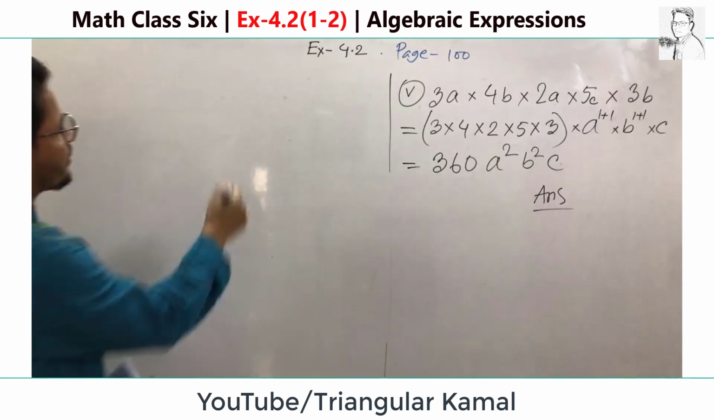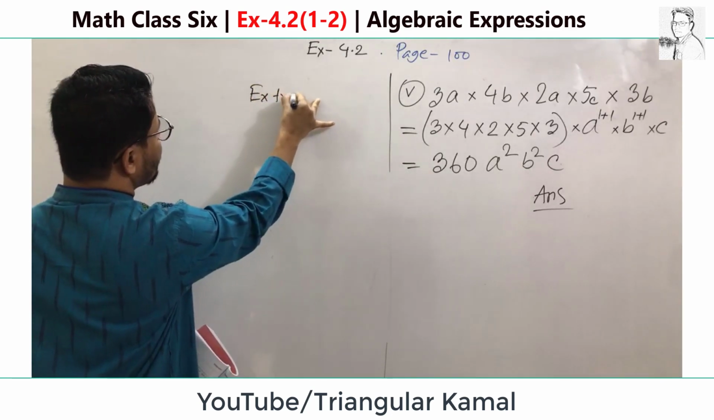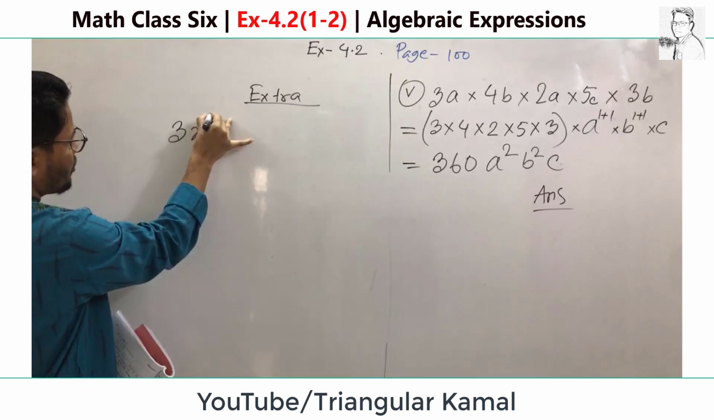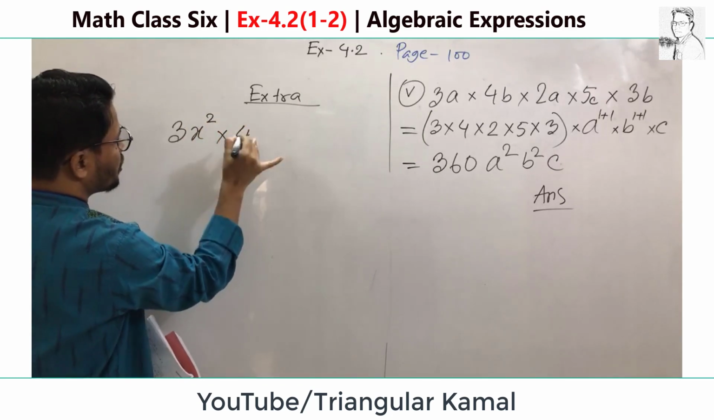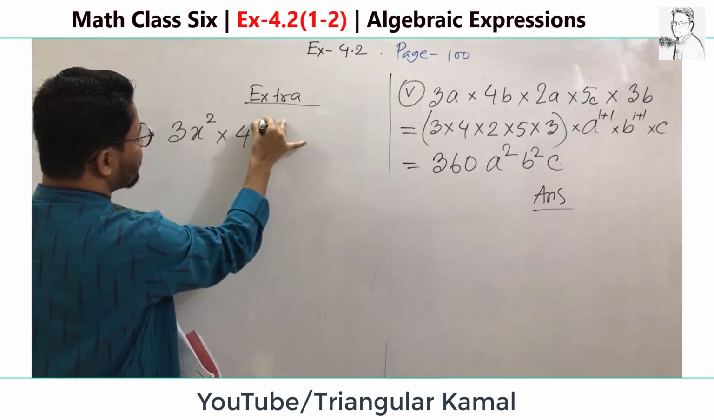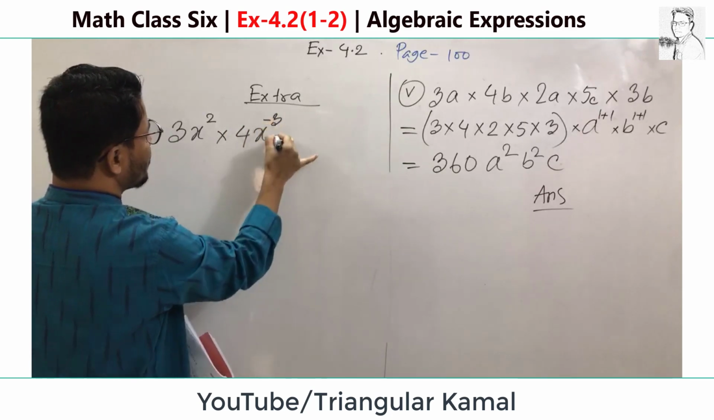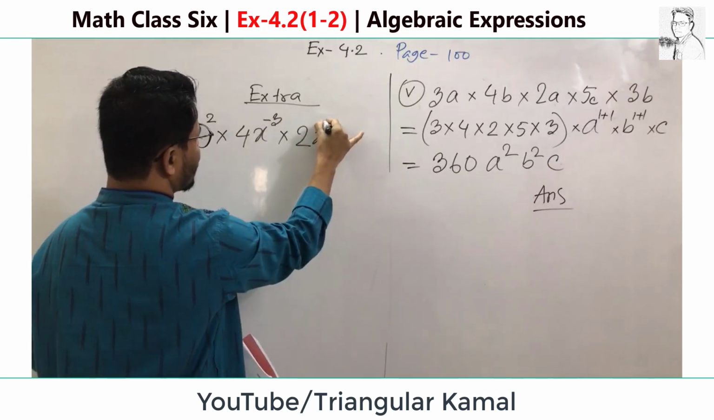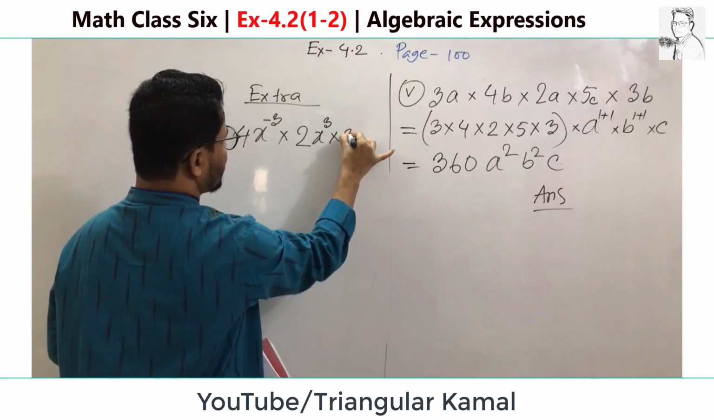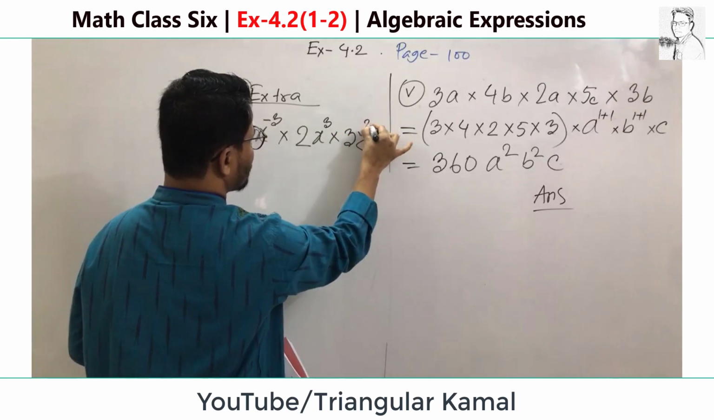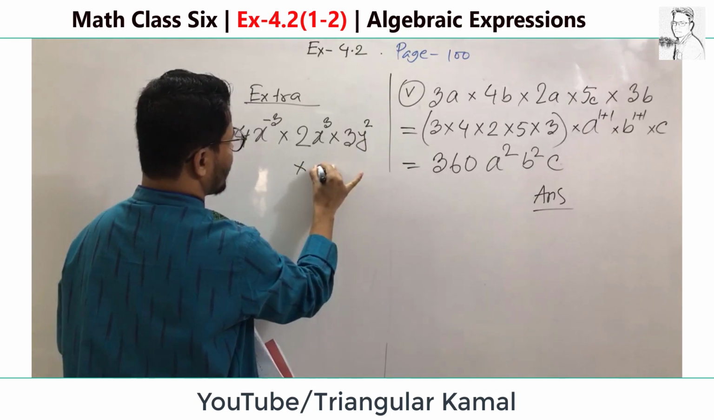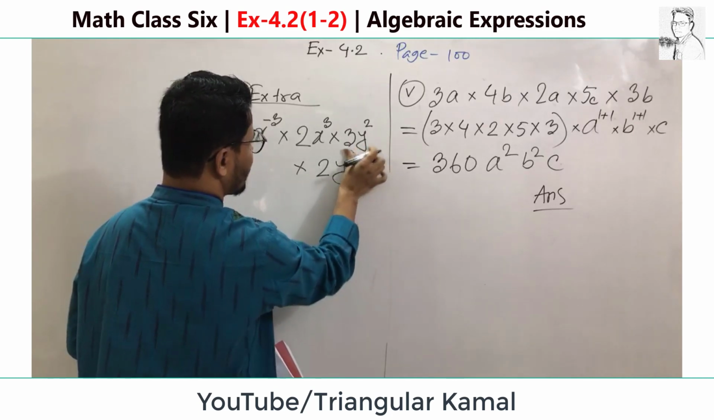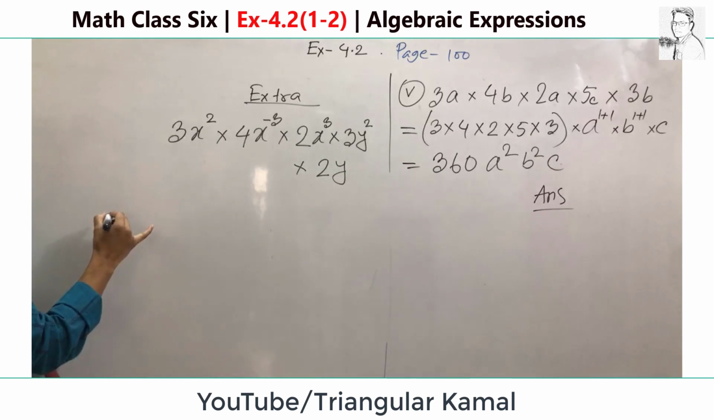Now this is another extra question. Okay, do this one. 3 to the power x, x to the power 2 multiply with 4 to the power x minus 3 and multiply with 2 to the power x to the power 3 and multiply with 3 to the power y to the power 2 and multiply with 2 to the power y to the power, we can write here another only y. Okay, what will be answer here?